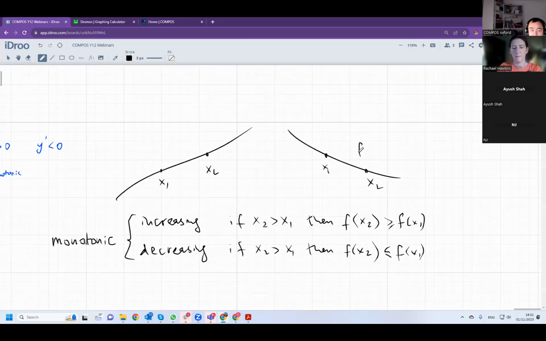So f of x2 is less than or equal to f of x1. And here f of x2 is greater than or equal to f of x1. This is what a monotonic function is. It's an increasing or decreasing function.